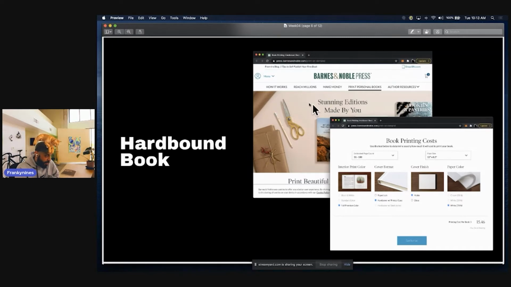I was looking at Barnes and Noble. You can do a 50 to 100 page, 11 and a half by 8.5 inch full color hardbound book for $15. Not bad. If you were watching week 2, you know that you've got to have your resolutions right when you're working with that kind of printing format.